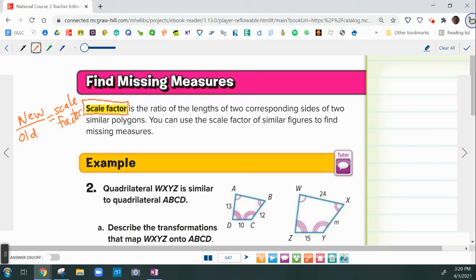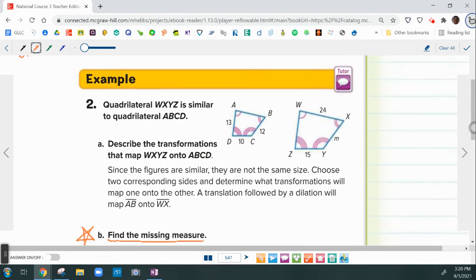Now, when we divide, that is a ratio. And that's how this section explains it. They explain the scale factor as the ratio of the lengths of two corresponding sides. So the fraction of the two corresponding sides. So we've learned it as new divided by old, but you can think of it as the ratio of the two corresponding sides. Anyway, we can use that scale factor to find the missing pieces of the puzzle.